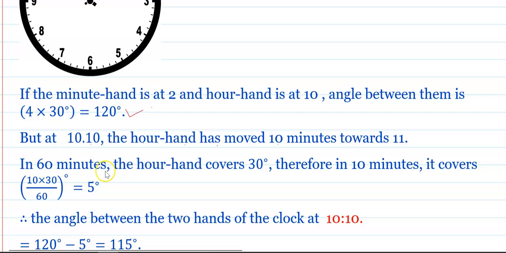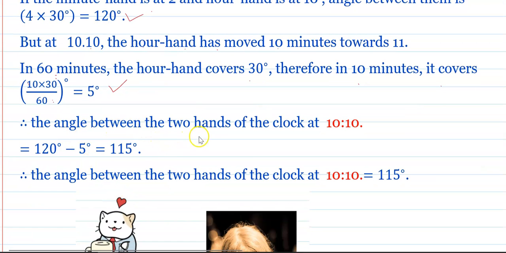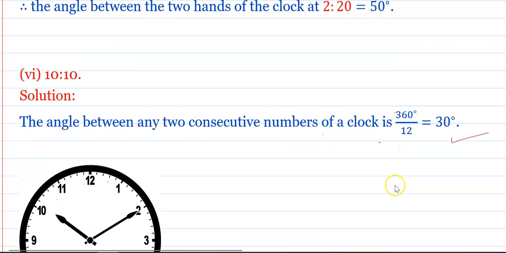And therefore, in 60 minutes, the hour hand covers 30 degree, and therefore in 10 minutes, it covers 30/60. हा कायमचा फिक्स कॉन्स्टंट आहे, त्याला फक्त मिनिट्सने मल्टिप्लाय करायचं. That is 10 into 30/60. You will get 5 degree. Okay, 31 चा 1, 32 चा 60. That is 10/2. You will get 5 degree. And hence the angle between the two hands of the clock at 10:10 is 120 minus 5 degree, and that is equal to 115. And hence the angle between the two hands of the clock at 10:10 is 115 degree. Okay. Now बघू शकता तुम्ही इथे.